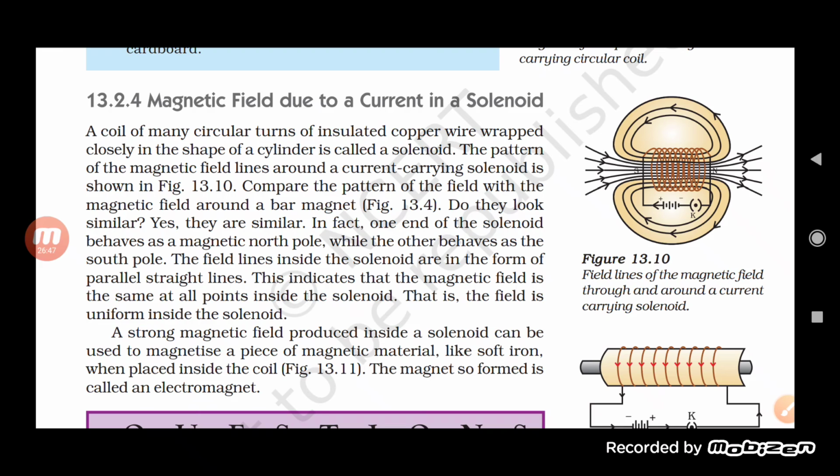First of all, a solenoid produces a strong magnetic field, and this strong magnetic field can be used to magnetize a magnetic material. You cannot magnetize all materials, all metals. There are some materials which can be magnetized easily. When I say magnetize, it means by flowing electricity through it, helping it to produce a magnetic field around it. Such magnets formed by this method are also called electromagnets.